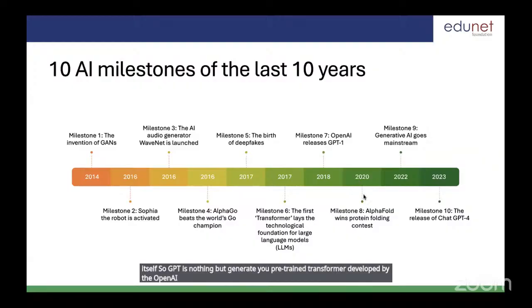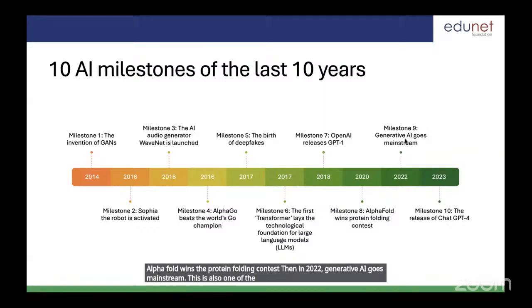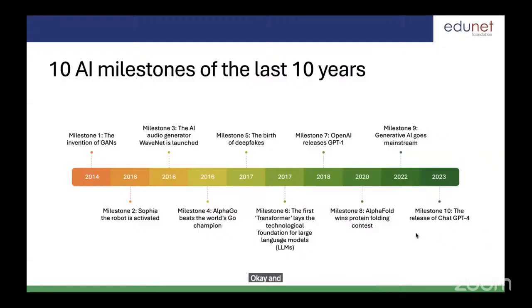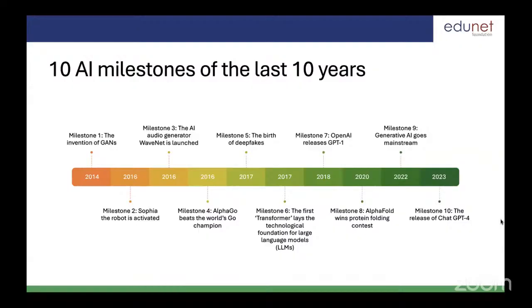Again, in 2020, AlphaFold wins the protein folding contest. Then in 2022, generative AI goes mainstream. This is also one of the milestones we have achieved. And then we have achieved ChatGPT 4. So have you heard about this GPT-4? What can be done with GPT-4? Some random examples. What can be done by this GPT-4?